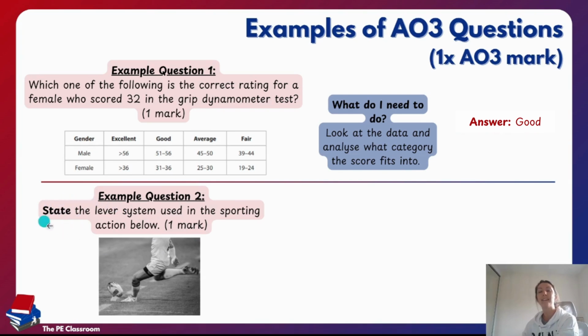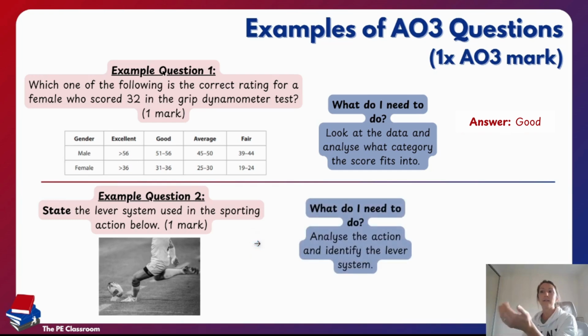This question over here says state, so we recognise state as a command word of a lower level, but because this is linked to analysing something, the question says state the lever system used in the sporting action below. So you've got to essentially analyse the action that is happening in front of you and link it to a lever system. It's asking quite a bit more than just stating something. It requires your knowledge of lever systems and being able to apply that to sporting examples. For this question it would be a third class lever.